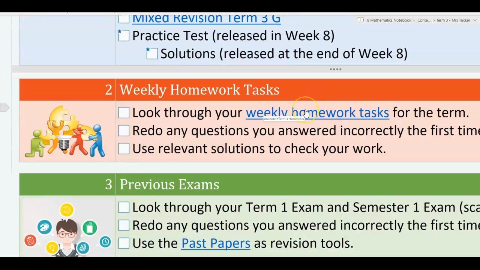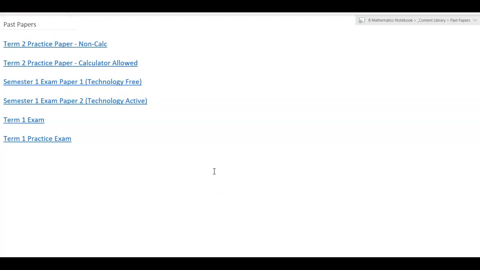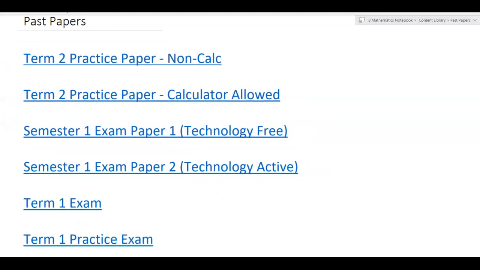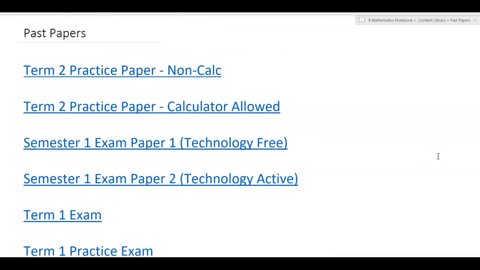Okay, your homework tasks are a good place to revise as well. And then the other thing that I've put together is a page just of all the previous exams you've had this term. So if you click that link, it takes you to this page, which has last term's real exams, Tech Free and Tech Active, both the practice exams from last term, Tech Free and Tech Active, and then the term 1 exam and the term 1 practice exam.